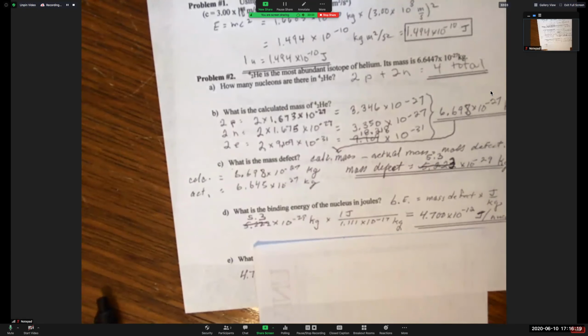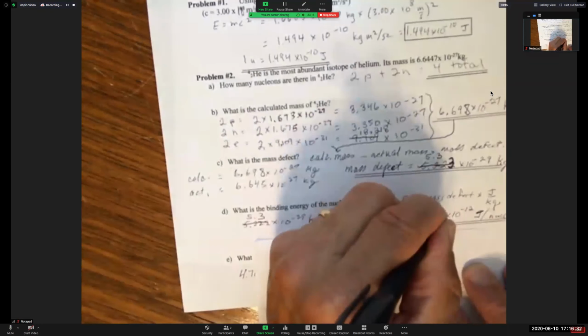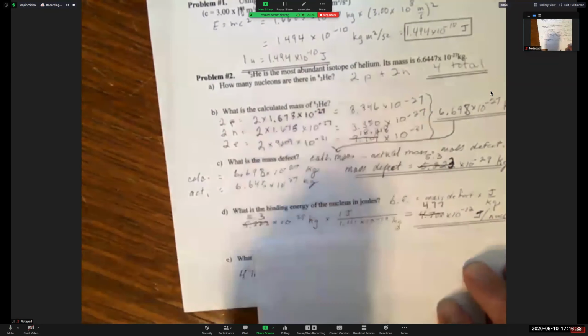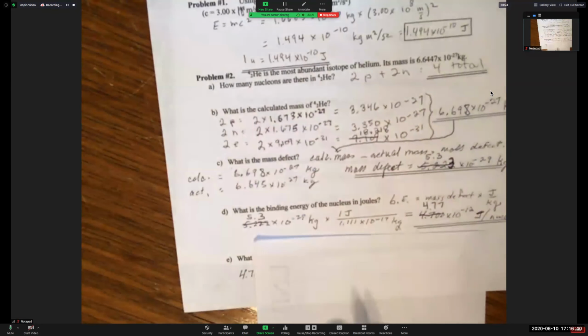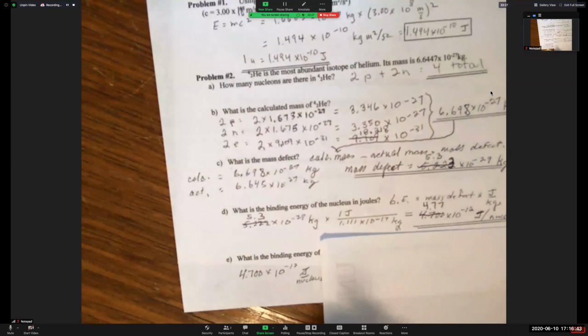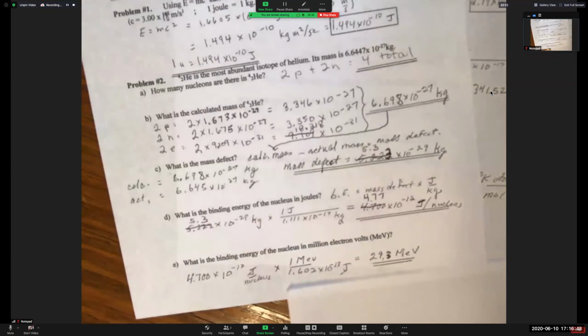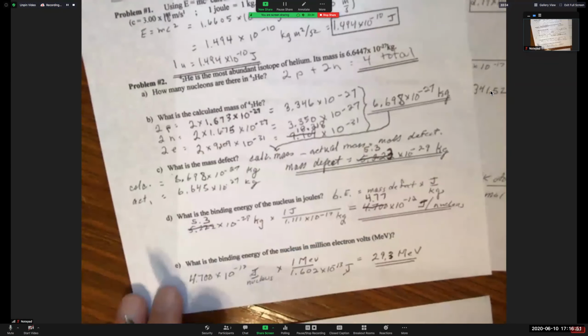So I had to go through this calculation anyway. And I get 4.77 times 10 to the minus 12. So it's a little bit larger. 4.77 times 10 to the minus 12 joules per nucleus. So that's our answer for that one. So I made a little mistake up above, but it kind of illustrates what kind of mistakes you can make when you're doing these problems, and it's pretty easy to do.